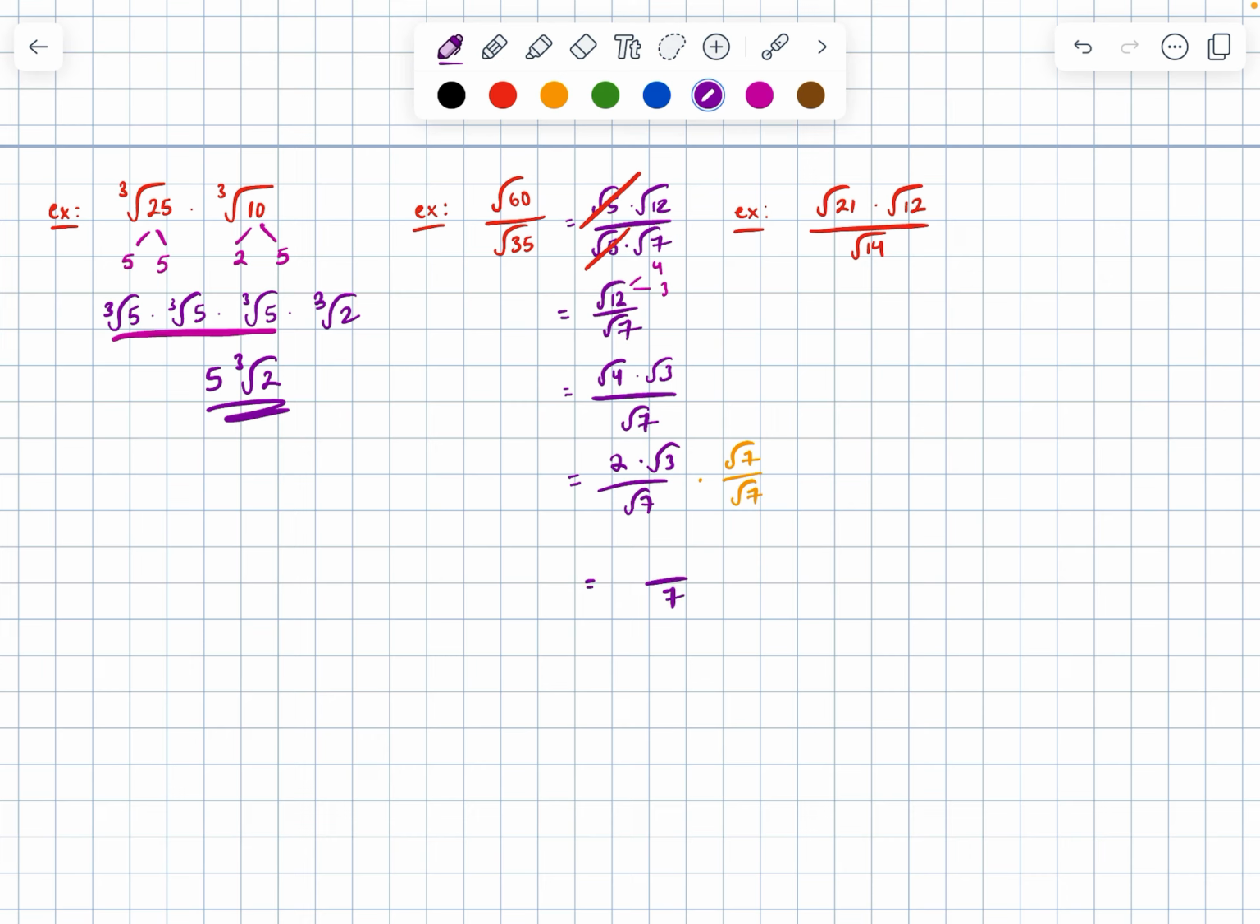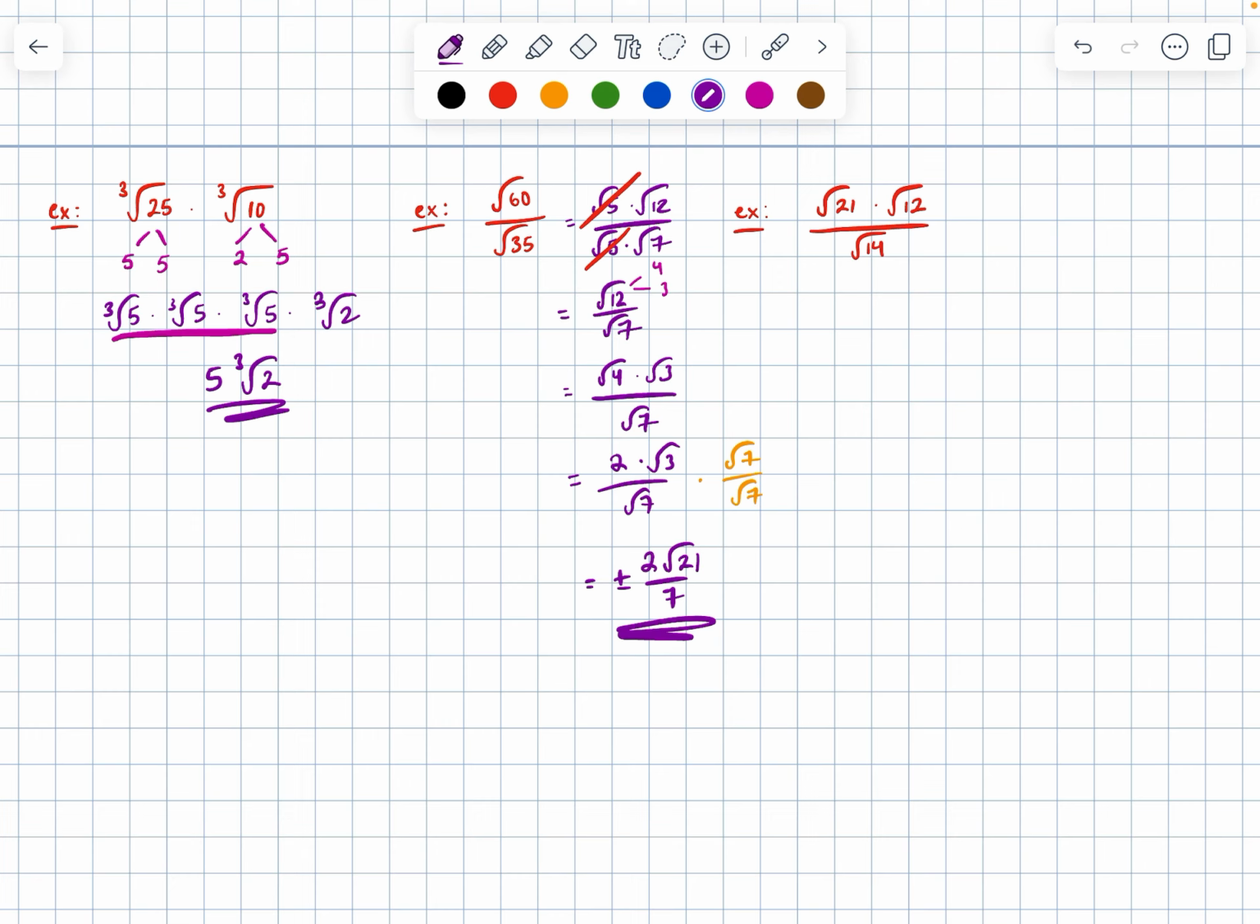In the denominator, root 7 times root 7 is 7. And now I've got 2 times root 3 times root 7. I can't break down the root 3 or the root 7, so let me smush them together under a radical. This will become plus or minus 2 root 21 over 7.